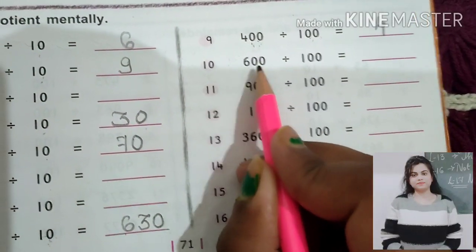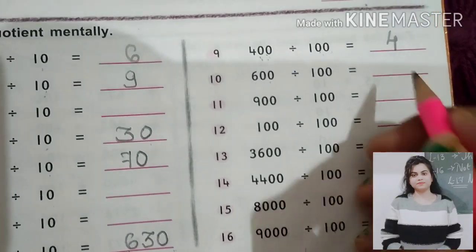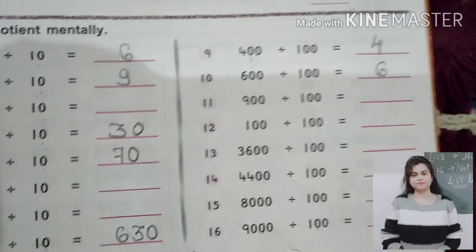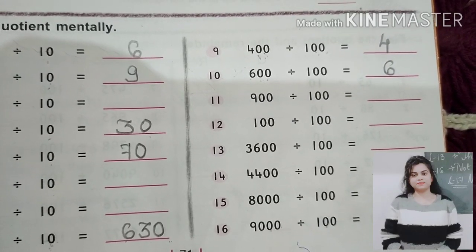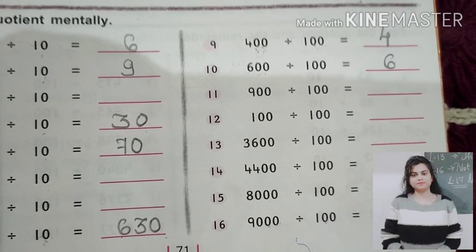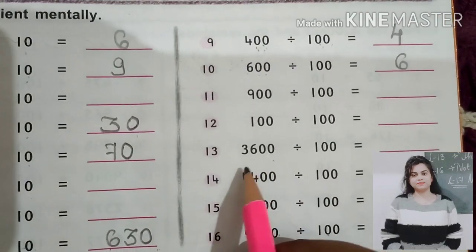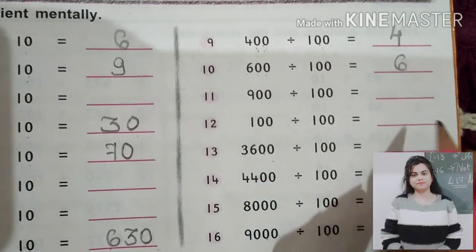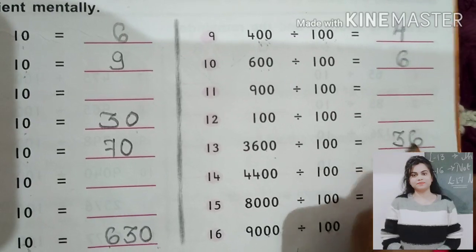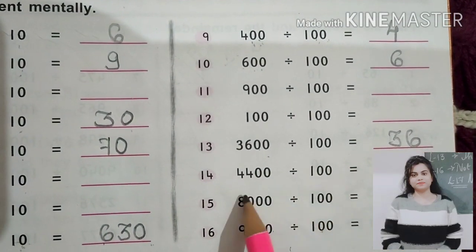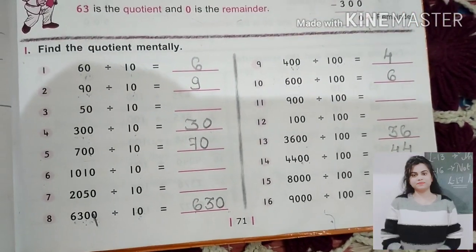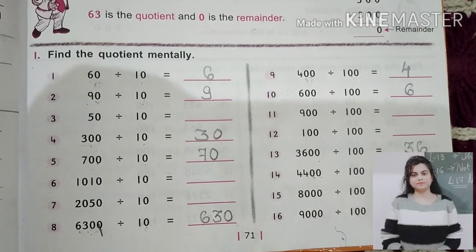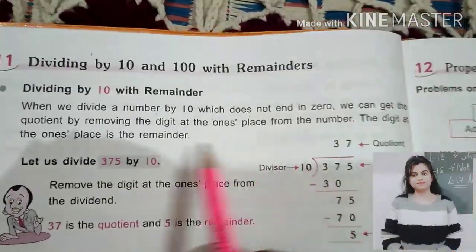Similarly, here also remove the 1's place and 10's place 0. You will get 6. So 10 6s are 60. 100 6s are 600. When you divide by 1000, remove the 1's and 10's place 0 and you will get 36. Here, remove the 1's and 10's place 0 and you will get 44. Similarly, do all the rest of the quotients. Understood? Coming to the next page, page number 72.